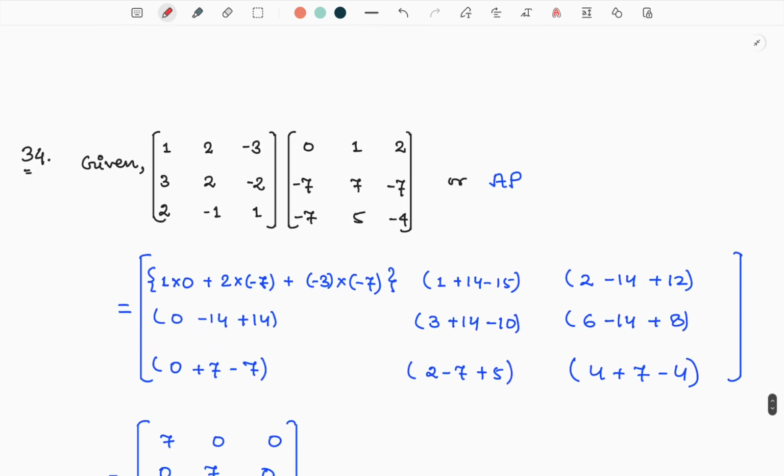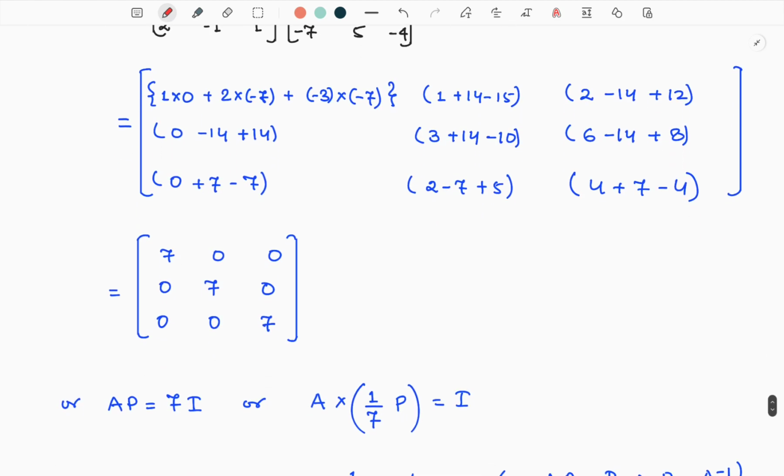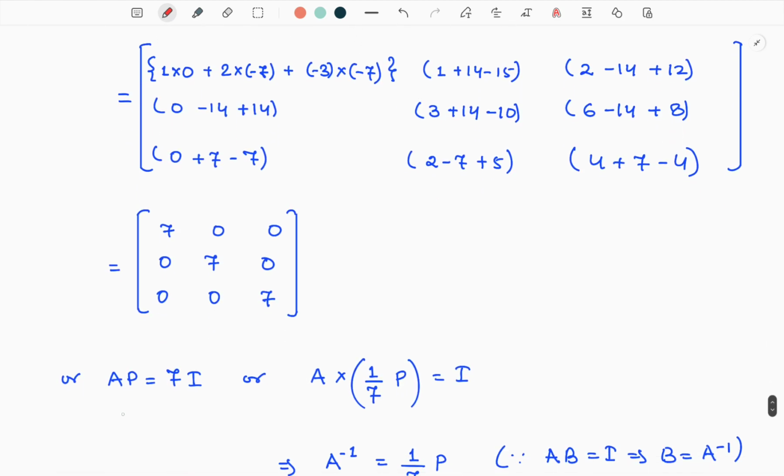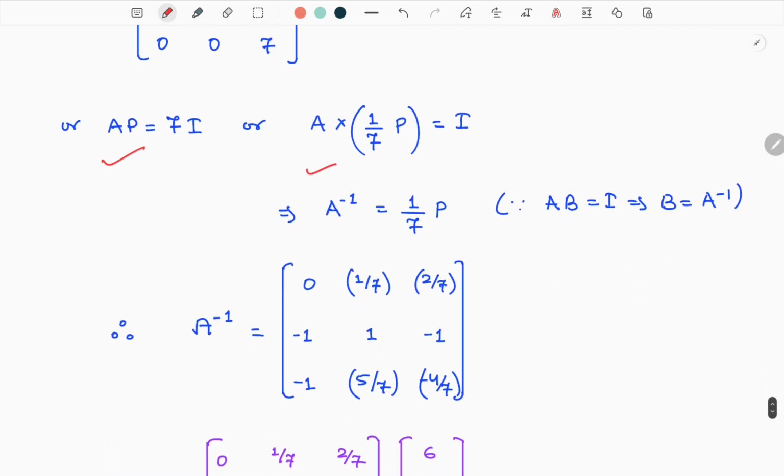If we multiply these two matrices A and P, we see that we are not getting I directly, but we are getting 7I. That means we can write A into 1 by 7 of P is equal to I. So this clearly states that if A is multiplied by something and we get the identity matrix, then that something is nothing but the inverse of A. So here it is clear that A inverse is equal to 0, 1 by 7, 2 by 7, minus 1, 1, 1, minus 1, and 4 by 7, and minus 4 by 7.